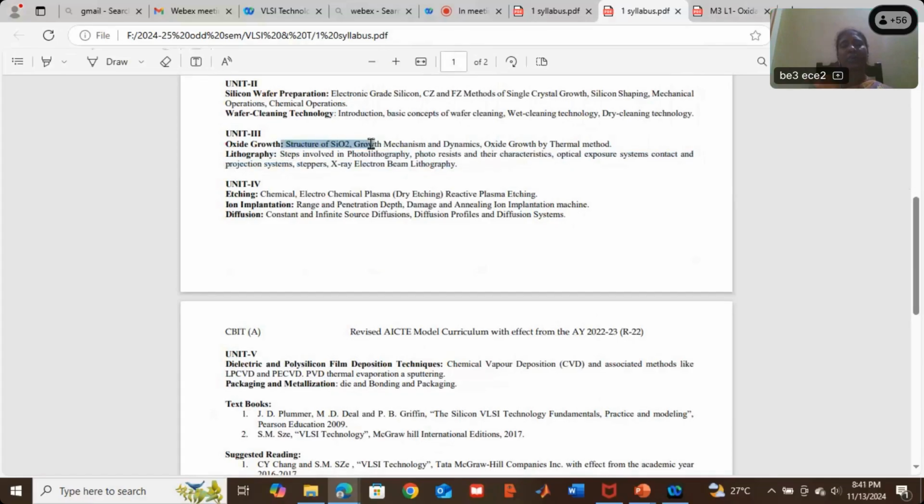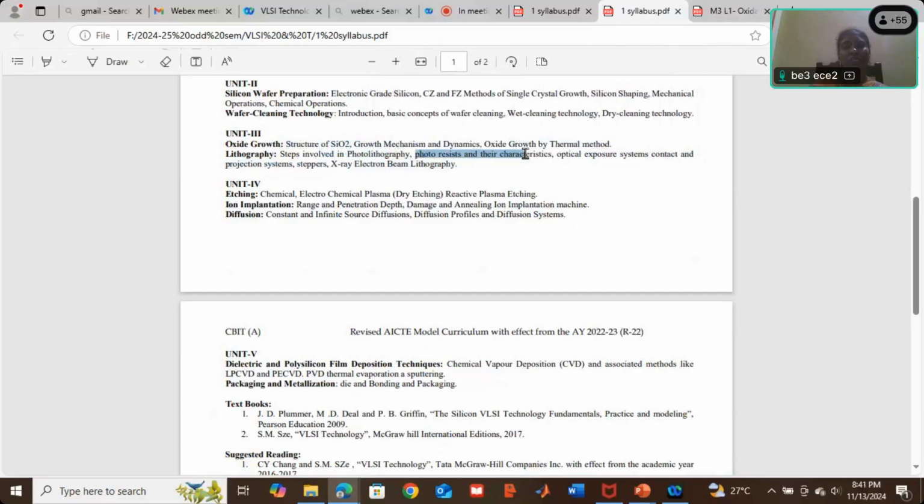Pre-cleaning of oxidation. First question, pre-cleaning of oxidation. Next, here I didn't tell any question. Then thermal oxidation process. Then what are the steps in photolithography? What are the photoresist materials used?